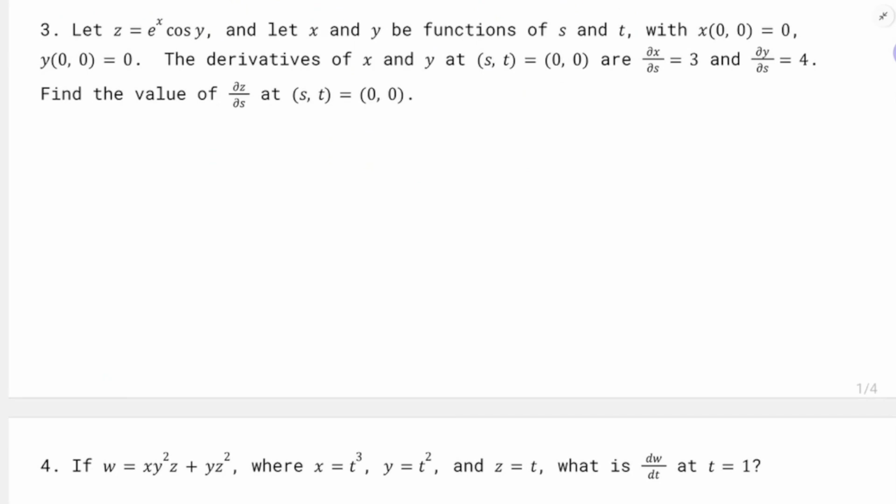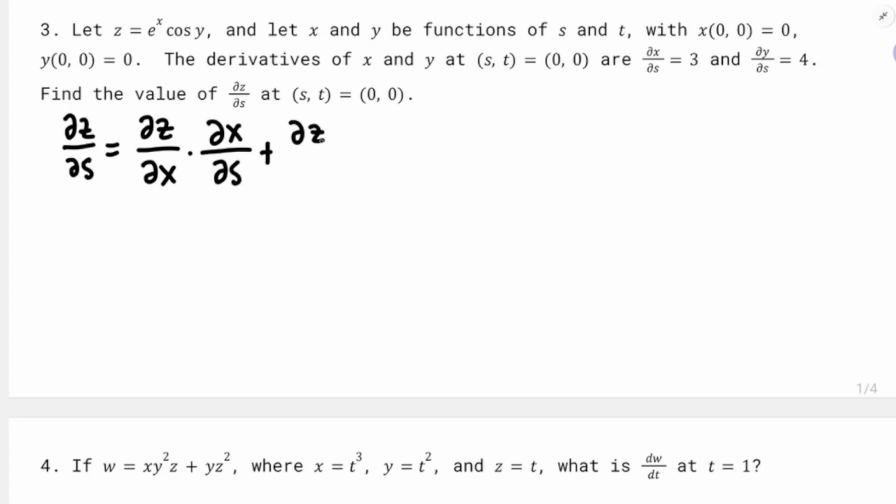Now we've got z equaling e to the x cosine y. Let x and y be functions of s and t. Find the value of the partial of z with respect to s. All right, we can do that. So the partial of z with respect to s is going to equal, since z depends on x and y, contributions from x plus contributions from y.